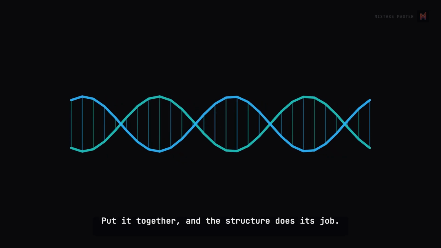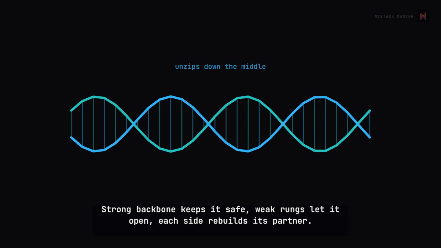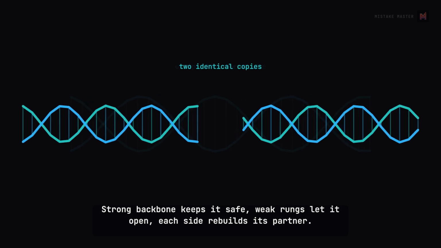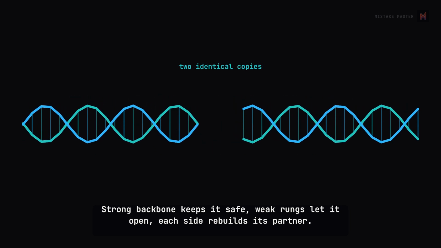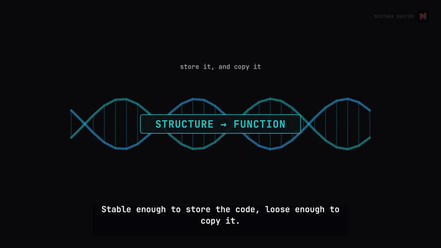Put it together and the structure does its job. Strong backbone keeps it safe. Weak rungs let it open. Each side rebuilds its partner. Stable enough to store the code, loose enough to copy it.